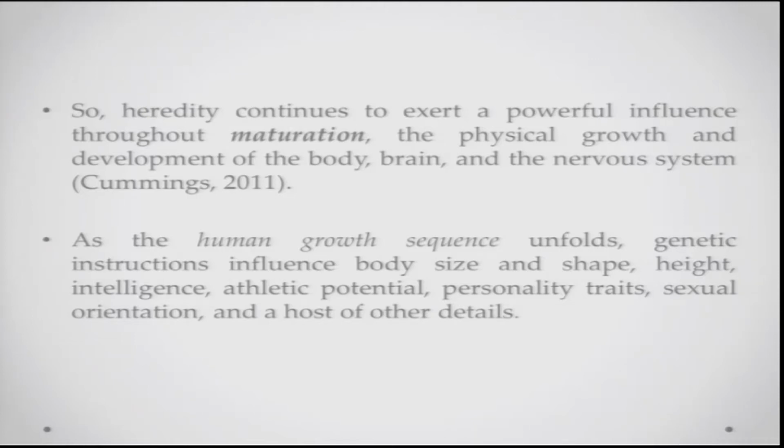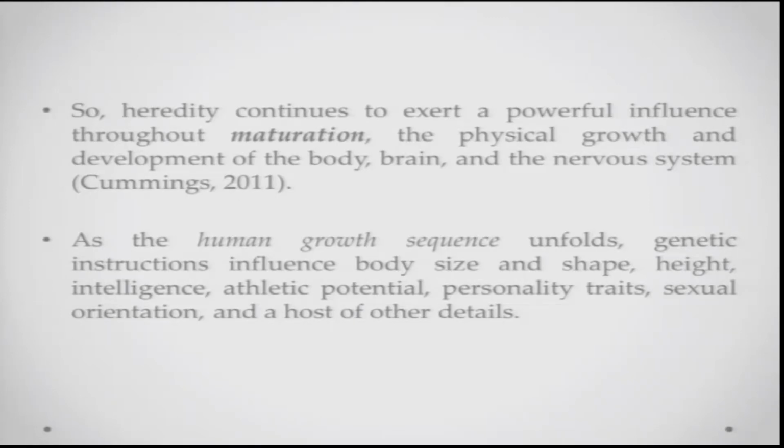The physical maturation goals are complete, the psychological maturation goals are complete, the nervous system is completely developed. Now, as the human growth sequence that is encoded in the DNA unfolds, genetic instructions influence body characteristics like size and shape, height, intelligence, athletic potential, personality traits, somehow sexual orientation, and a host of other details. Given that the child inherits 23 pairs of chromosomes combined from both parents, the chromosomes have genes, they have a DNA structure.